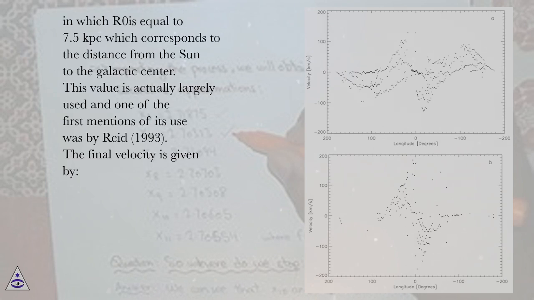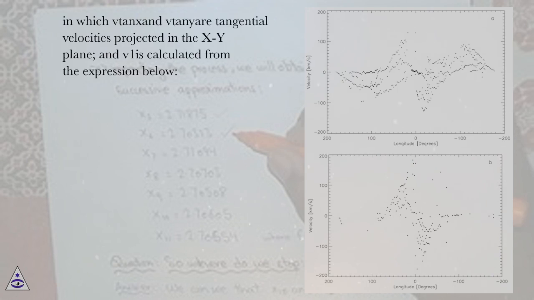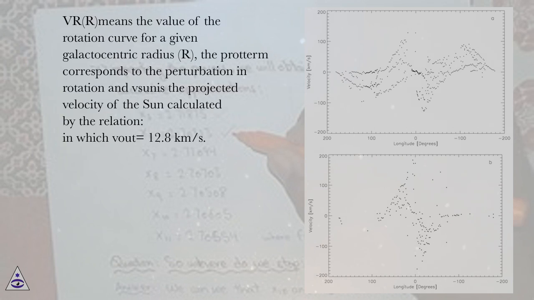This value is actually largely used, and one of the first mentions of its use was by Reed, 1993. The final velocity is given by the expression, in which the tangential velocities are projected in the xy plane, and V1 is calculated from the expression below. V(R) means the value of the rotation curve for a given galactocentric radius, R. The perturbation term corresponds to the perturbation in rotation, and the projected velocity of the Sun is calculated by the relation in which V0T equals 12.8 km per second.